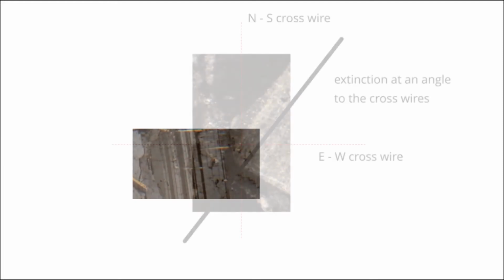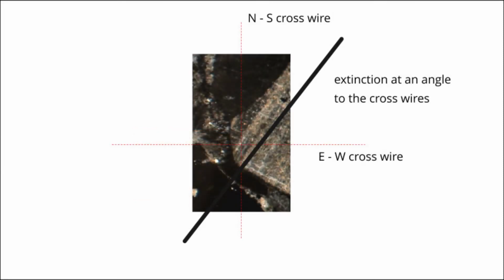Rotation of the stage in one direction results in the sets of lamellae going dark and reaching extinction. Rotation in the other direction results in alternate lamellae reaching their extinction position. Note that the mineral has an inclined extinction. This means that the mineral goes extinct when the elongate direction of the mineral is neither east-west nor north-south.